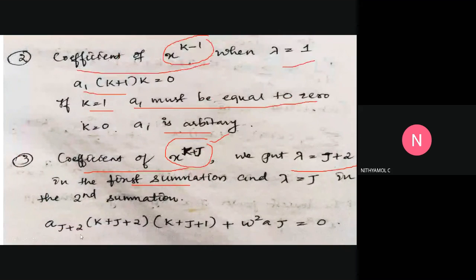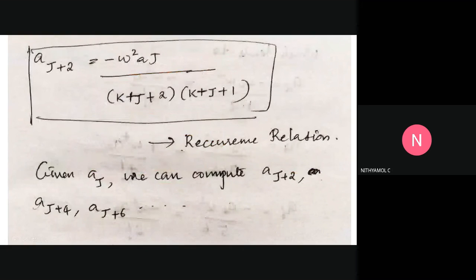Then the coefficient of x to the power k plus j is a j plus 2 into k plus j plus 2 into k plus j plus 1, plus omega square aj, is equal to 0. That is, aj plus 2 is equal to minus omega square aj divided by k plus j plus 2 into k plus j plus 1. This is known as the recurrence equation, because if we know the value of aj, we can compute the values aj plus 2, aj plus 4, aj plus 6, etc.